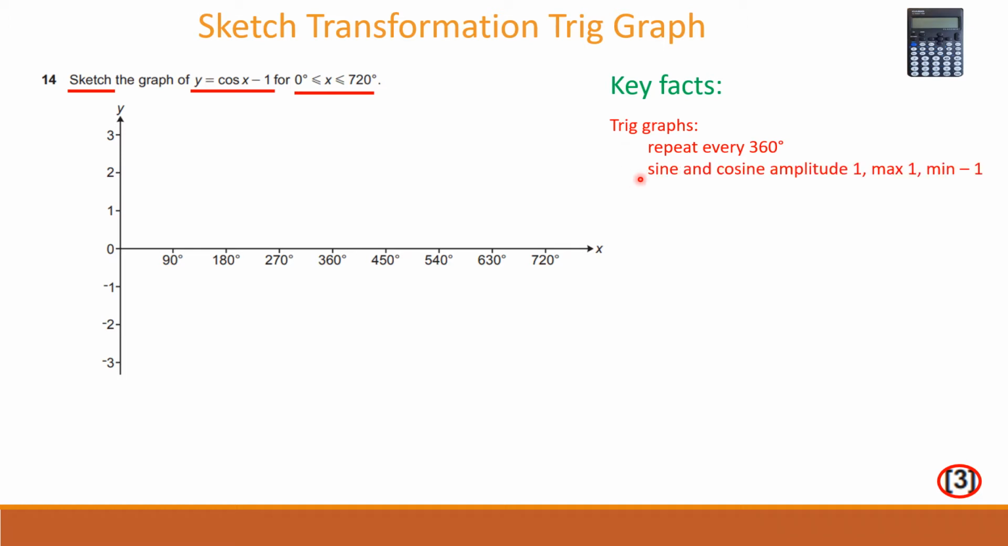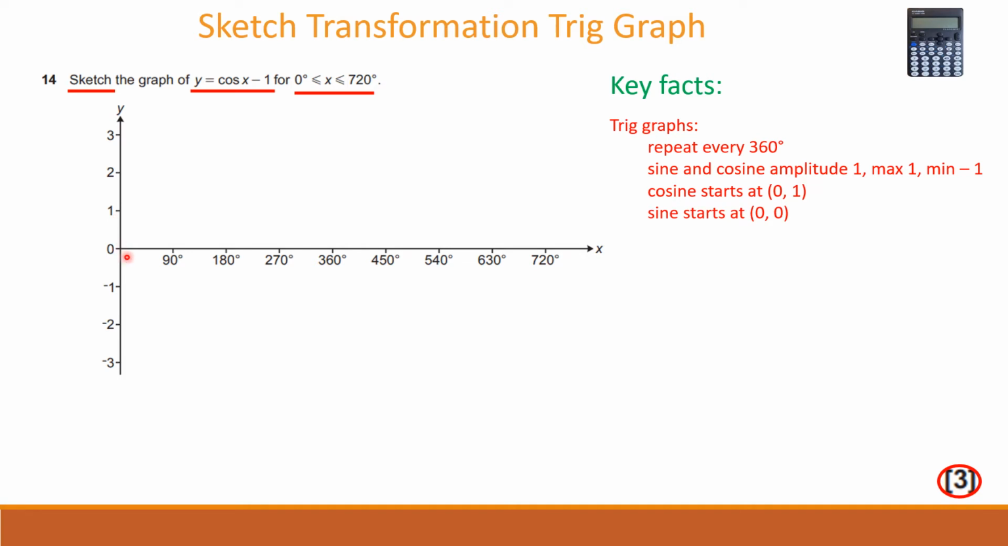Now with the sine curve and the cosine curve, the amplitude, which is the maximum height the graph goes to, is an amplitude of 1, which means you've got a maximum height of 1 and a minimum height of negative 1. The cosine graph will start at the point 0, 1, so the coordinate 0, 1, and the sine curve will start at the point 0, 0.